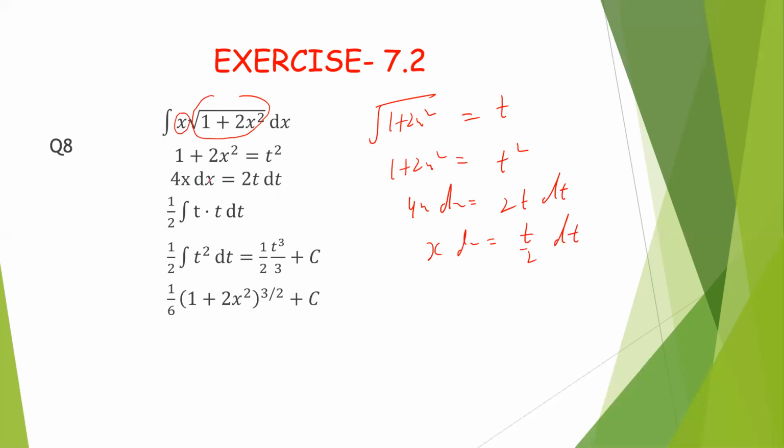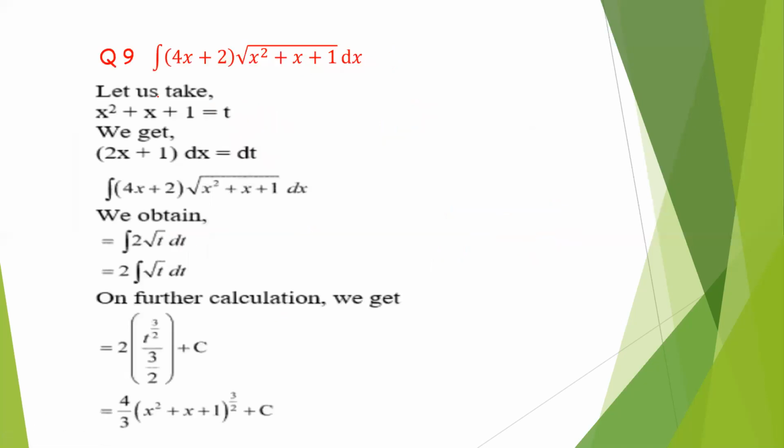Put the values here. What is the value of root 1 plus 2x square? t. And what is the value of x dx? t by 2 dt. That is t square. Integrate, put the value of t here. I hope it is clear. So like this you can solve here.